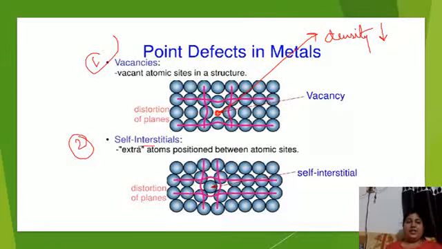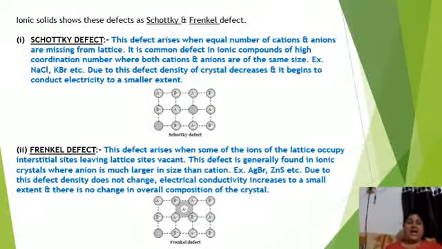While what happened in interstitial? No particle moved from anywhere, but a particular particle came here and set up in the interstitial site. Distortion of the planes happened, which results in the increment of density. These are known as vacancy and interstitial defects. In ionic solids, these defects are known as Schottky and Frenkel defects respectively. Vacancy defect is known as Schottky defect and the other is Frenkel defect.